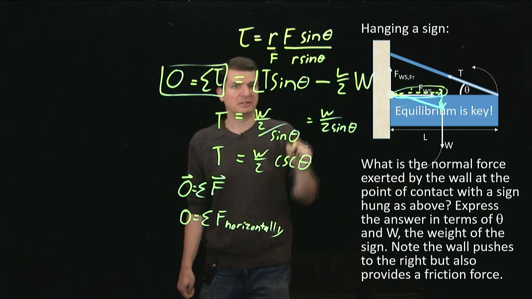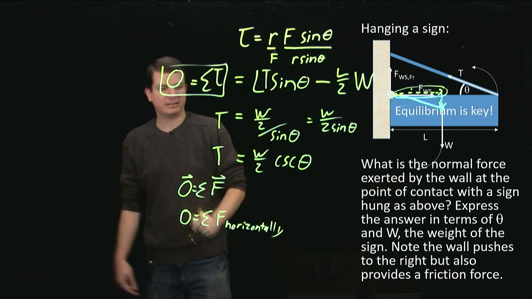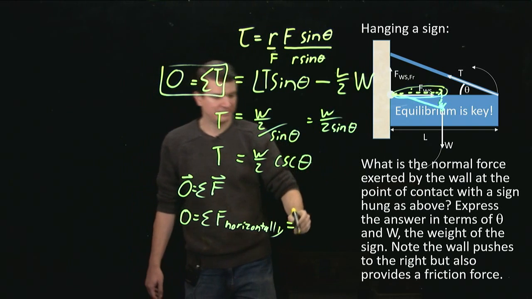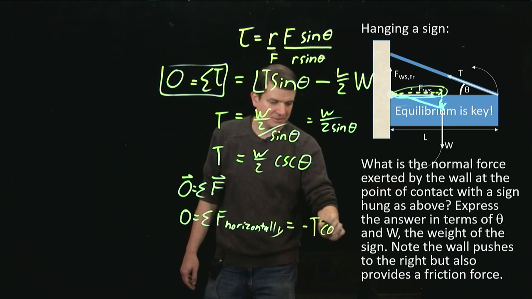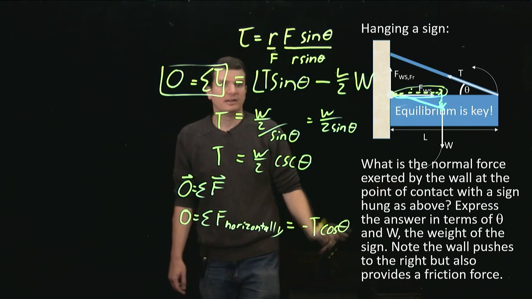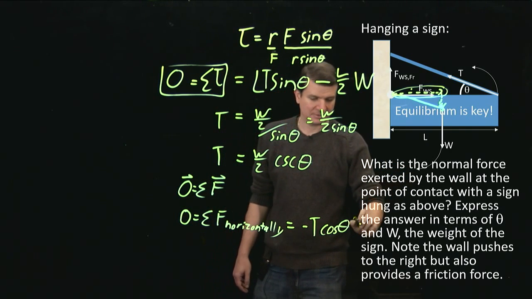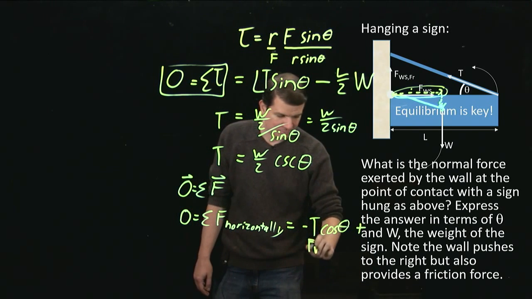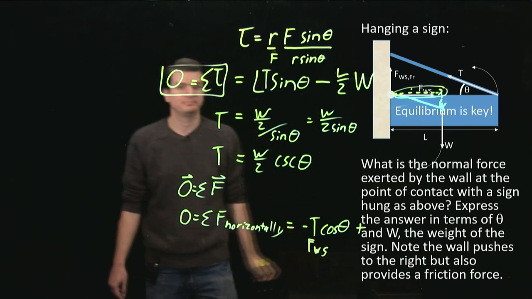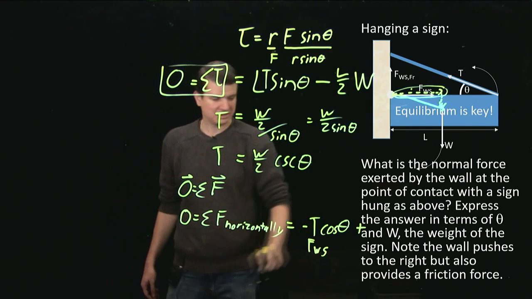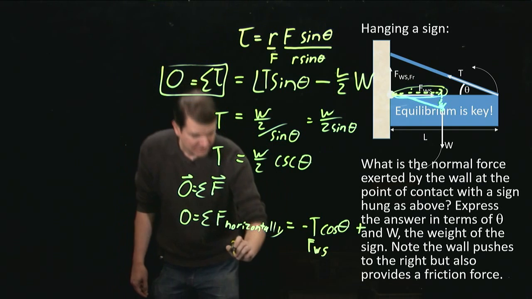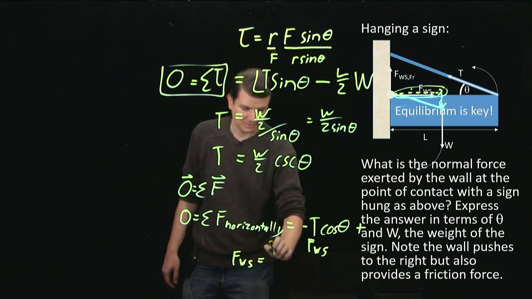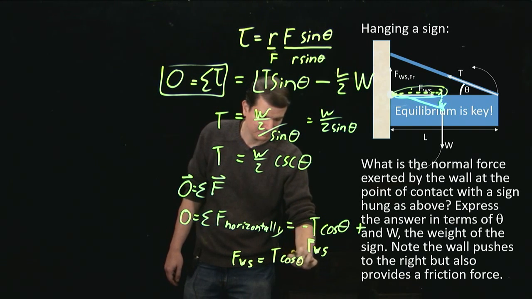Well, the vertical component of the tension force was T sine theta. The horizontal component of the tension force is acting to the left, so there's a negative T cosine theta. And the other bit that is acting to the right, so we'll call that positive, is exactly this thing that we want, F of the wall on the sign. So again, it's equal to 0. I can move it to the other side. So I know that F wall on the sign is just T cosine theta.